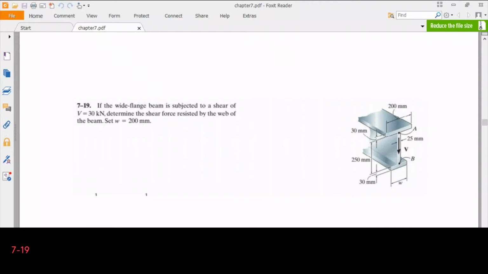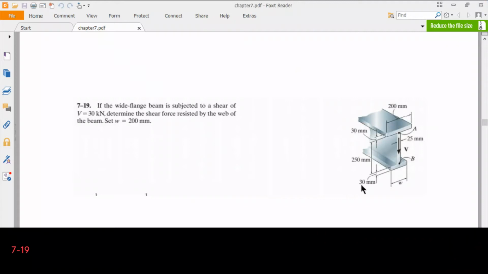Okay, our next question is 719. If the wide flange beam is subjected to a shear of 30 kilonewtons, determine the shear force resisted by the web of the beam. Set w equal to 200 millimeters.